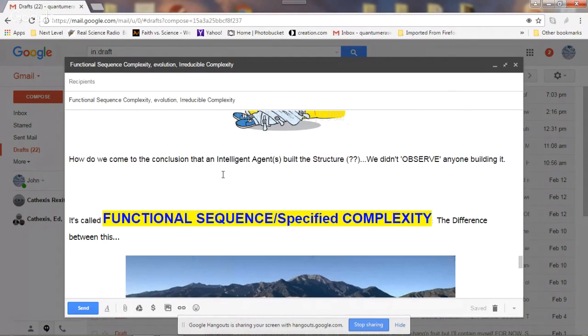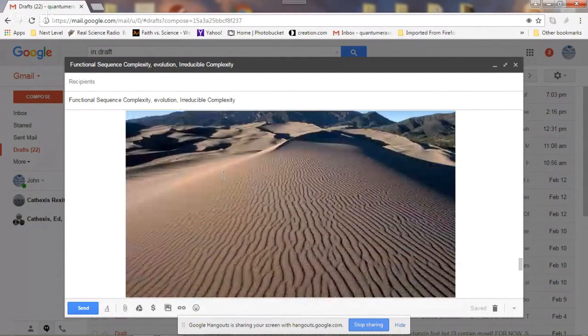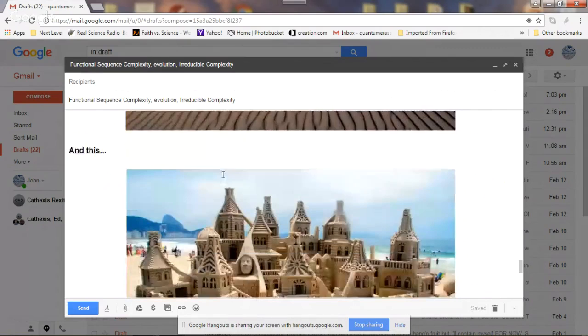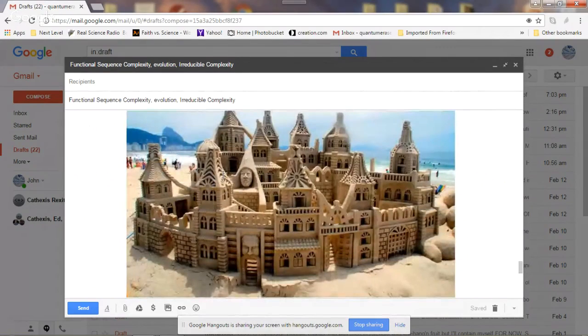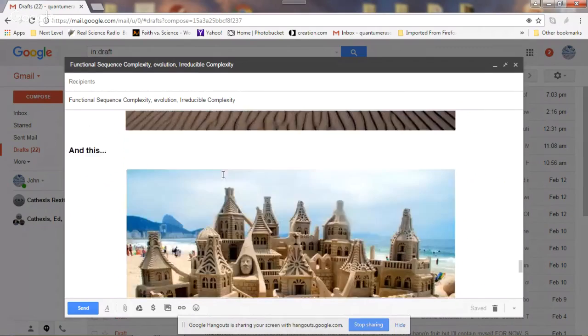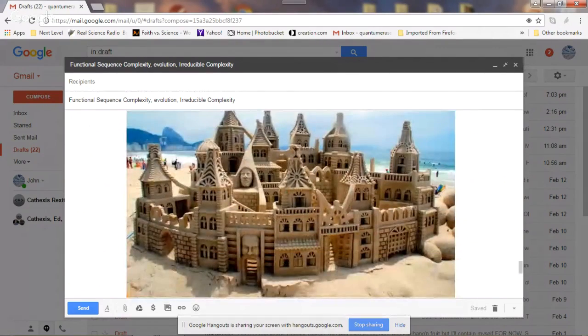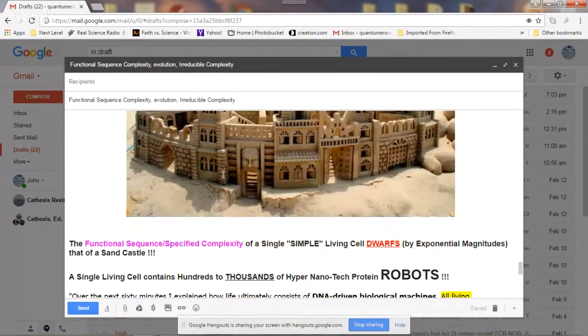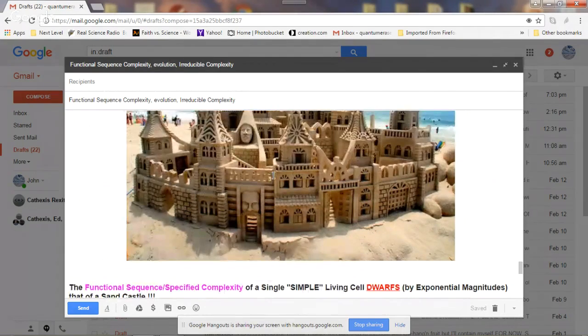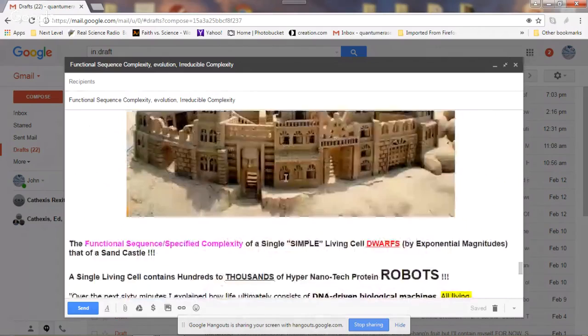The difference between this and this. See the difference there, folks? And this. There's a big difference, right? This is functional sequence specified complexity just of a single simple living cell. Dwarfs by exponential magnitudes that of this sandcastle. Dwarfs it.